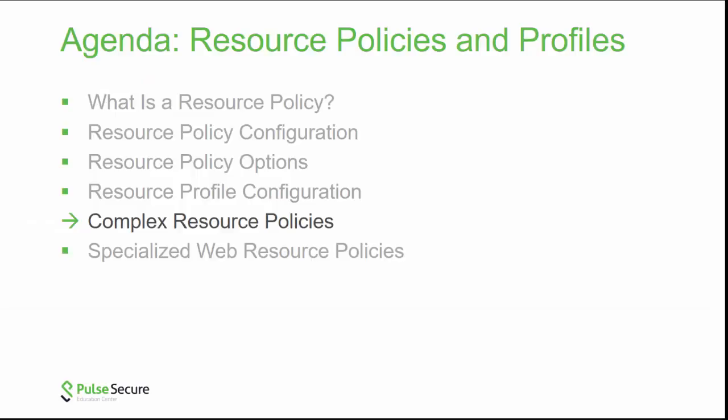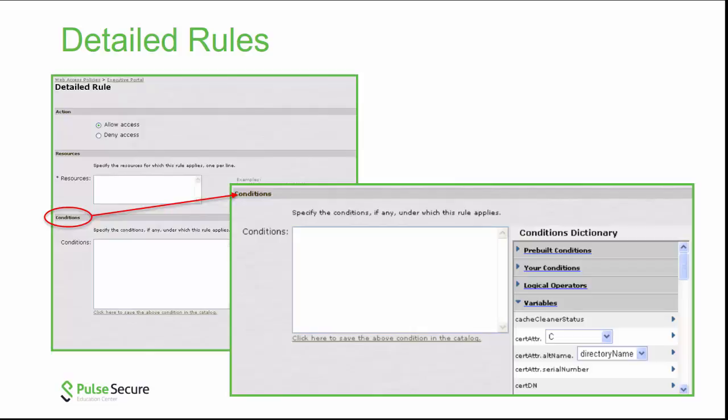We will first take a look at detailed rules. Detailed rules are exactly that, detailed. Whereas a basic rule simply permits or denies access to a resource based on role information, a detailed rule includes additional specific conditions that must be met before the rule action is applied. Detailed rules include the following elements.